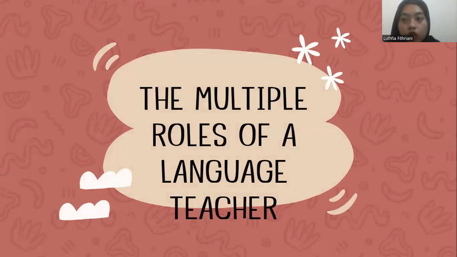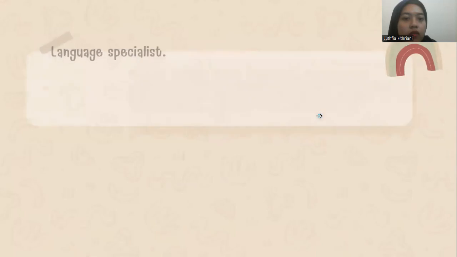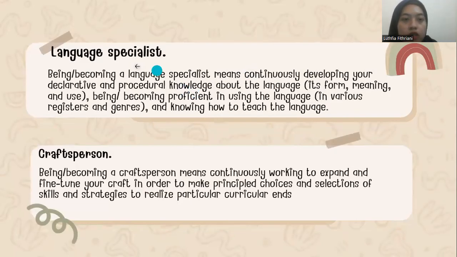Multiple roles of a language teacher. So in the teaching and learning process, the teacher is not only teaching the student, but he or she has some multiple roles. First is language specialist. Being a language specialist means continuously developing teachers' declarative and procedural knowledge about the language, being or becoming proficient in using the language and knowing how to teach the language.